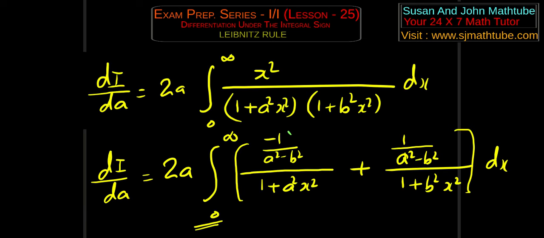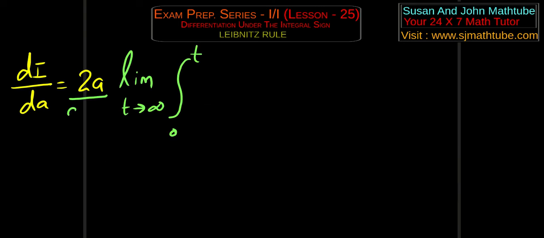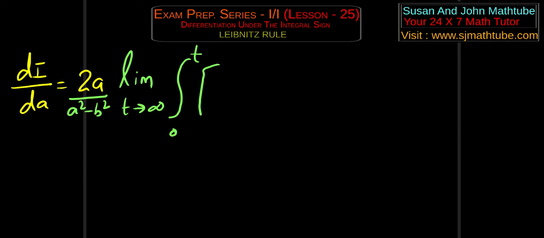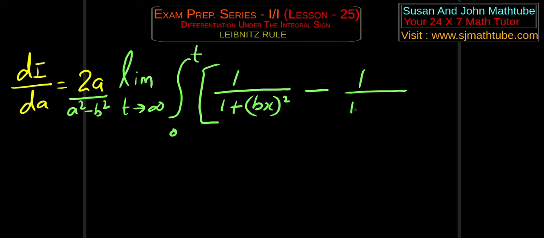Now this is going to be common. I should have kept it outside. So I'll write 1 by a square minus b square. And I'm going to write the positive term first and the negative term second. So we'll get 1 by (1 plus bx) the whole square. You will understand this only if you are trying to solve the problem by yourself.